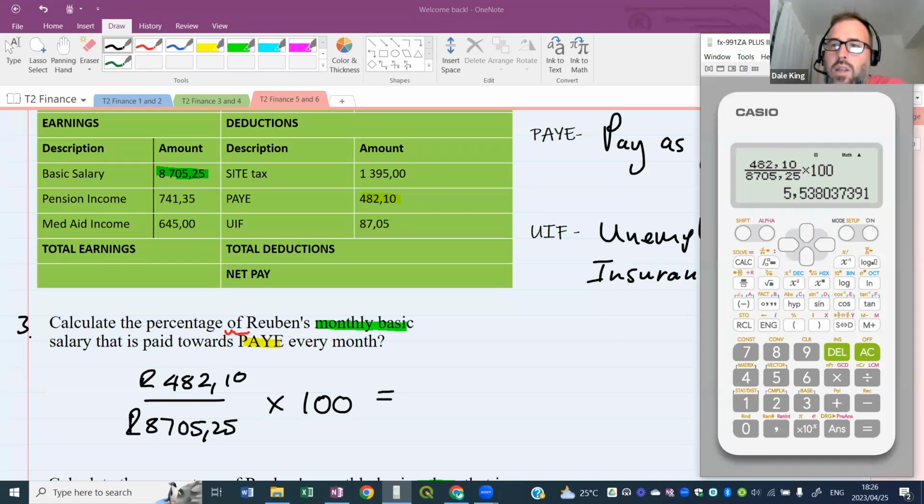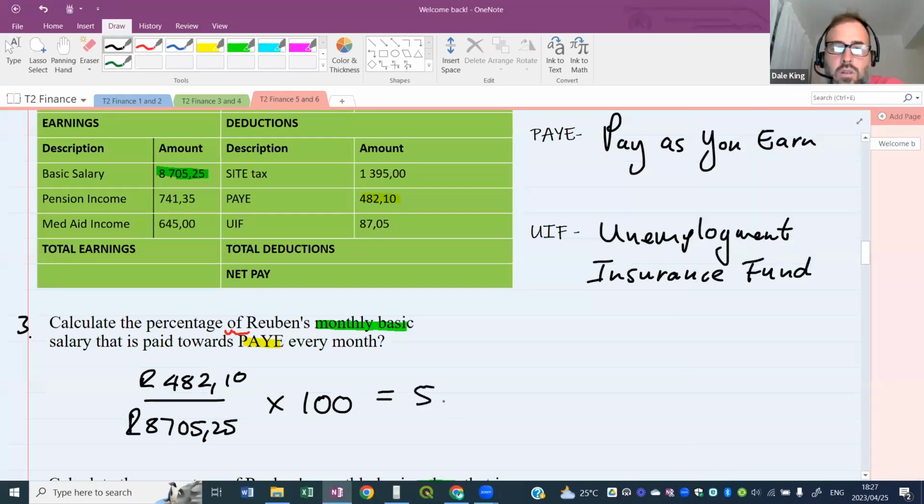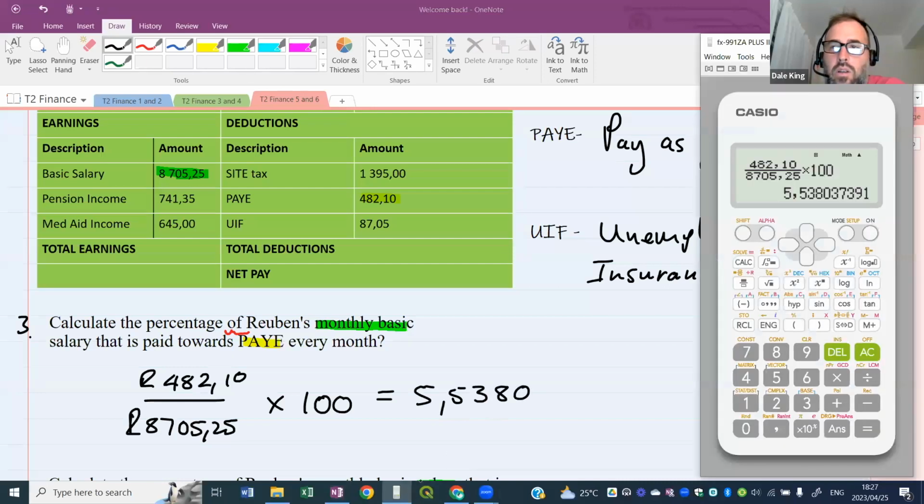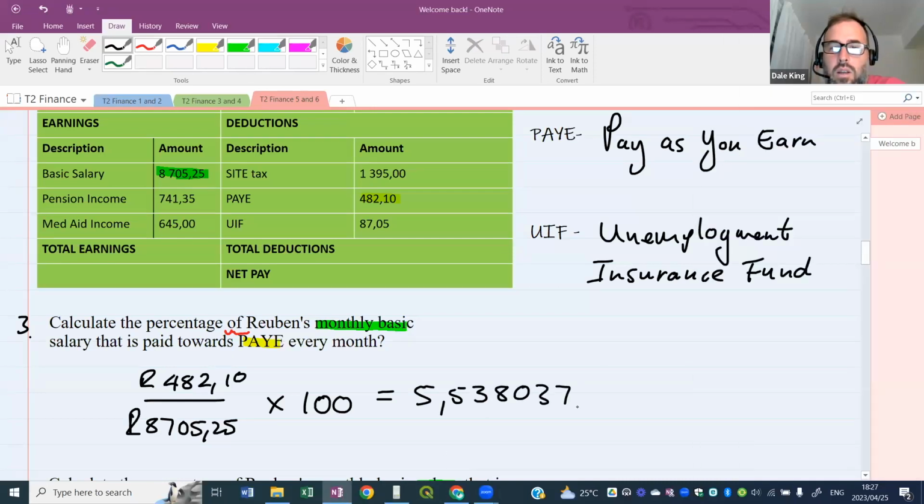Okay, so I hope you can all see that. We've got 5,5380. I'm actually going to write this out. So it's 5,538037. And this is a percentage, but in the Math Lit exam, in the instructions on the cover, you should see an instruction that says always round off to 2 decimal places unless told otherwise. So unless they tell you not to, you should always round off to 2 decimal places.